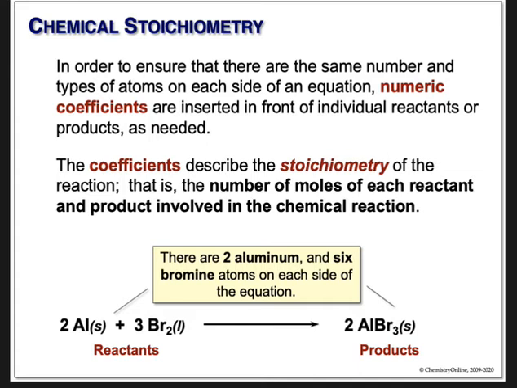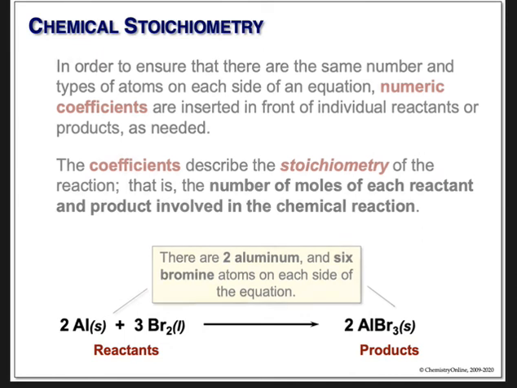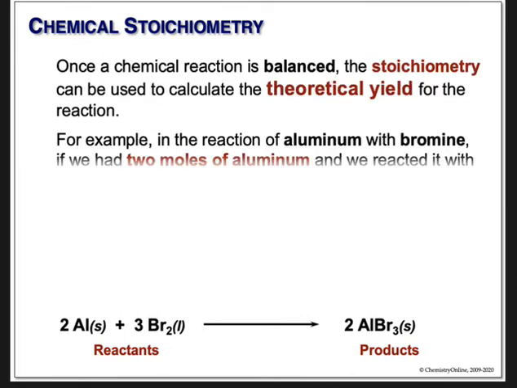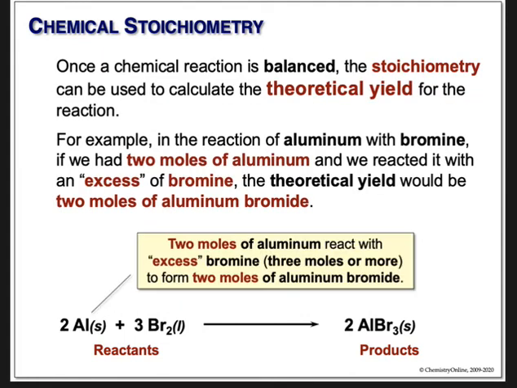This is referred to as the stoichiometry of the equation, the 2, the 3, and the 2, simply describing the molar amounts of reactants and products. This also gives what's called the theoretical yield of the reactions.